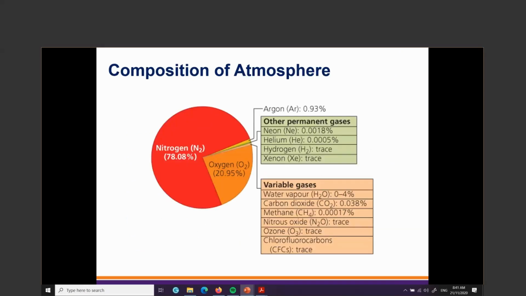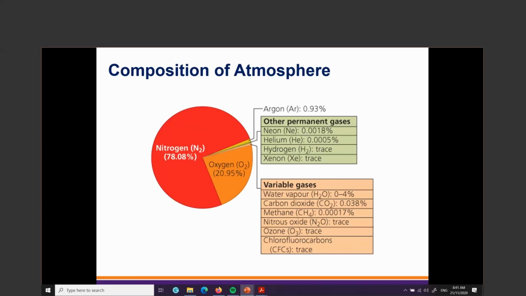Next, this is the composition of the atmosphere. As I said, the majority of the gas in the atmosphere is nitrogen, about 78% nitrogen and then about 21% oxygen. And also we have some minor gases such as argon, neon, helium, hydrogen, and so on.